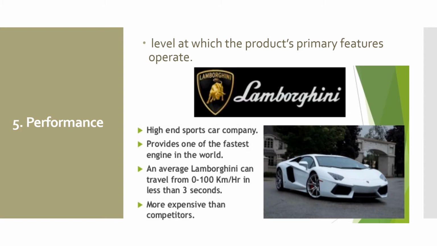Its performance is high, and it is differentiated from others through performance. The differentiation is that it is a high-end sports car company that provides one of the fastest engines in the world. An average Lamborghini can travel from 0 to 100 km per hour in less than 3 seconds, and is more expensive than competitors.